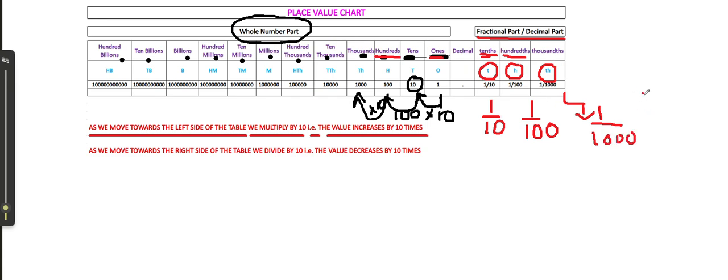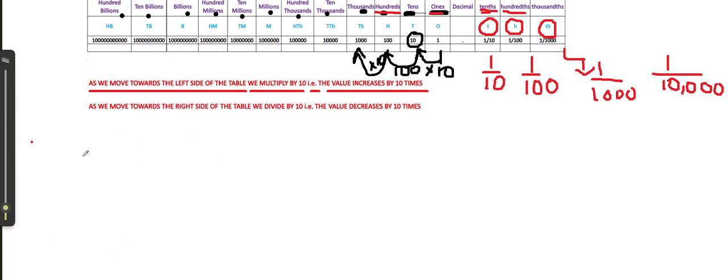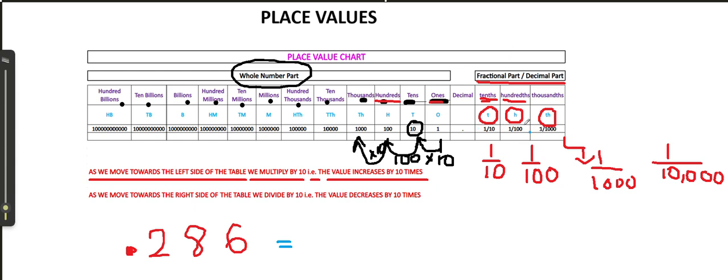For the 10,000ths, it's going to be 1 over 10,000, and so on as we move towards the right side. But we are only going to discuss till the thousands. So I have a fraction, 0.286. I am going to expand that fraction. Okay, how shall I expand it? I am going to do the fractional part.